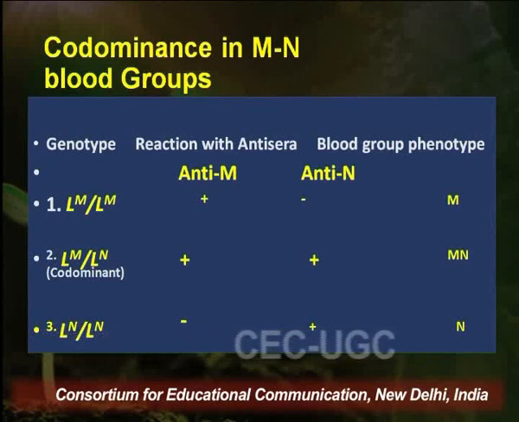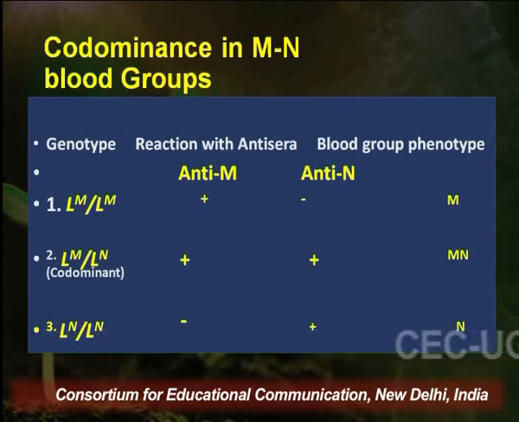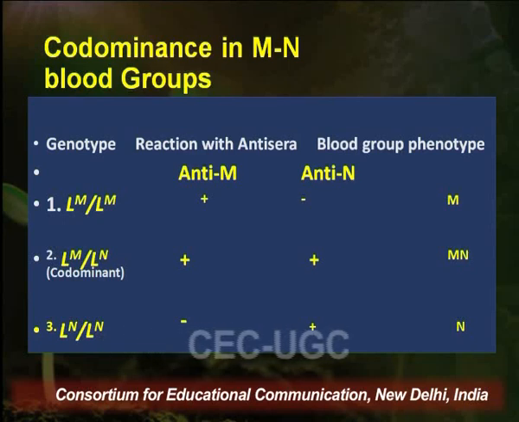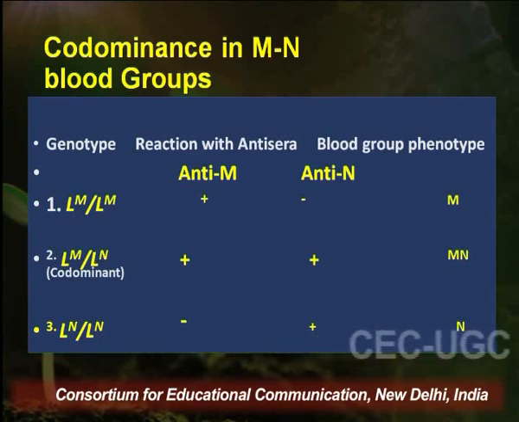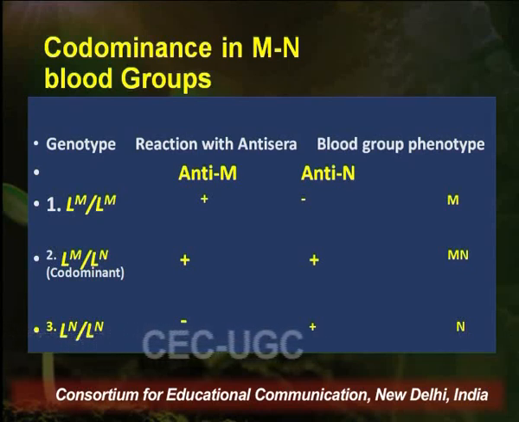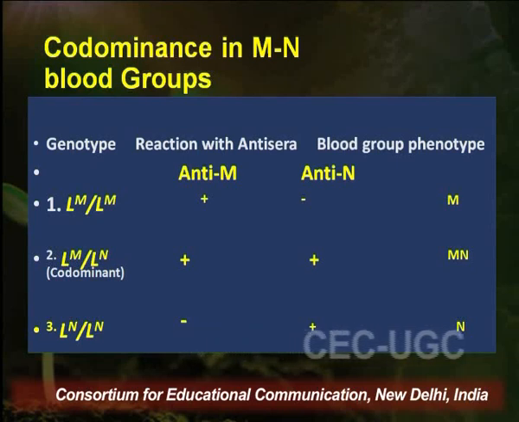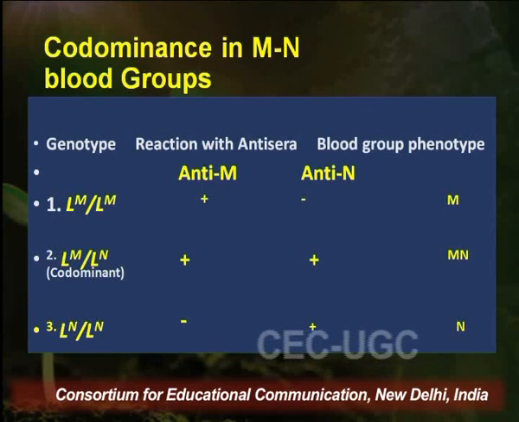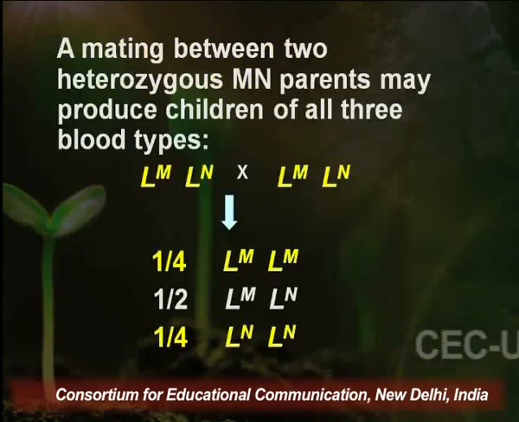For example, the anti-M is going to react with the LM, and this is how we find out which blood group it is, and likewise the LN is going to have a reaction with anti-N, but then the new genotype, that is LM and LN, is going to react with both, that is anti-M as well as anti-N. This is a similar type of procedure that we find in the ABO groups also.